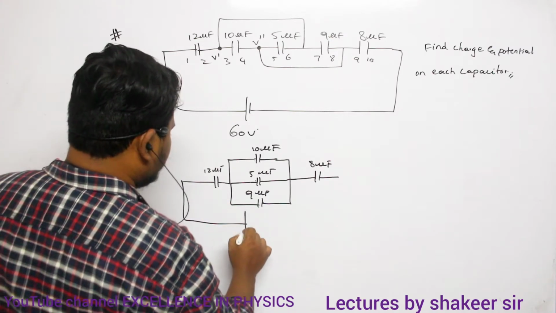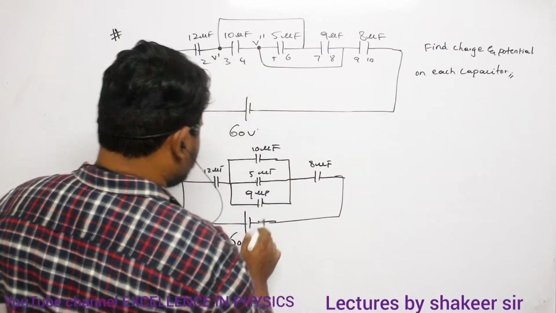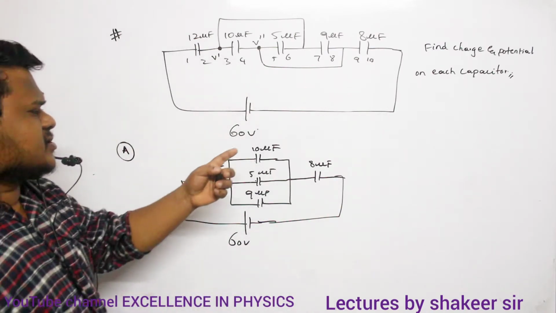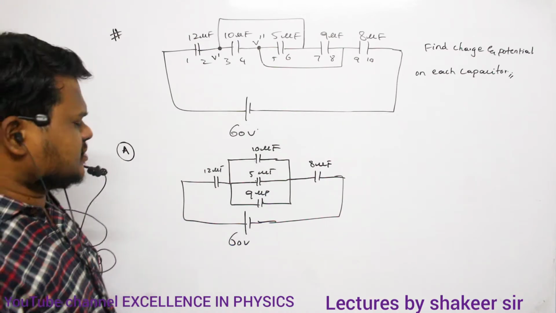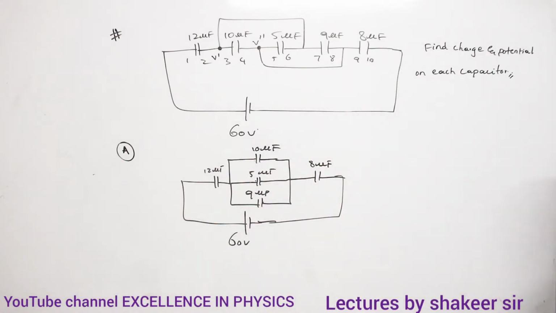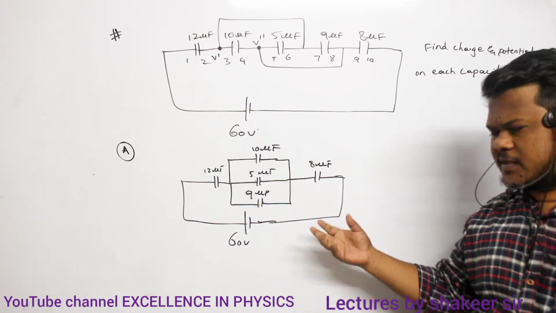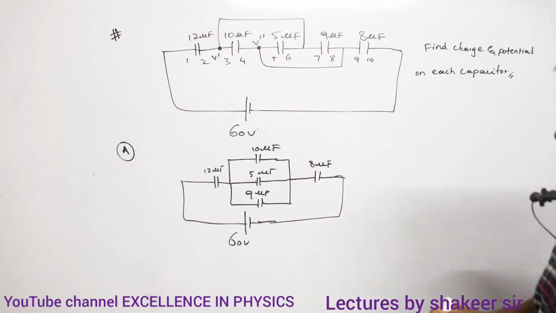And this whole combination is connected to a battery of 60 volts. So we are supposed to find the charge and potential present on each capacitor. So how can I proceed in this problem? Come on. First of all, you calculate the total equivalent capacitance. What is the total equivalent capacitance?